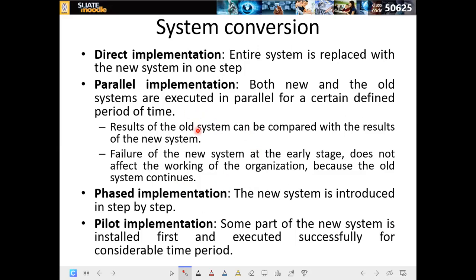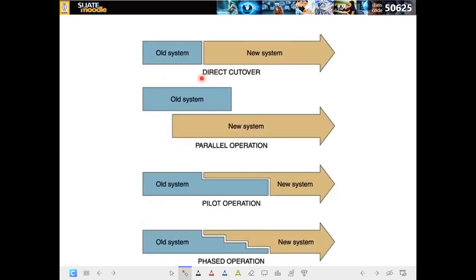system continues, right? Before we talk about this one, let's move to this one. Direct implementation says the entire system is replaced with the new system in one step, right? Here, for example, අපි මේ දෙකම දාලා බලමු conditions, right? අපි අලුත් system එකක් හදන්නේ ළමයි. එකක් තමයි අපේ organization එකේ මේ දක්වා computerized system එකක් තිබ්බේ නෑ. හැමදේම කරේ manually.